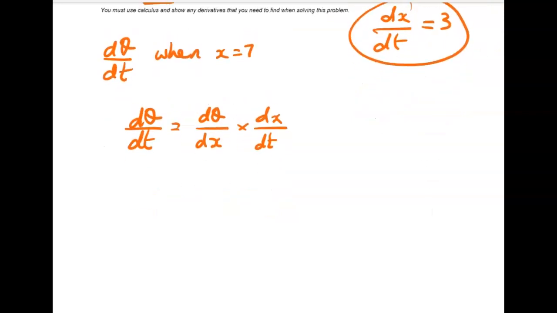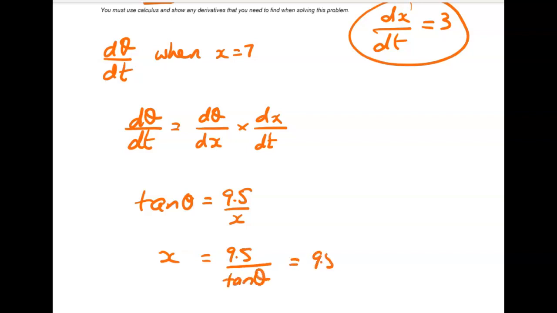As I just wrote down, what have we got here? Well, we've got tan theta is equal to 9.5 over x. So x is equal to 9.5 over tan theta, which is 9.5 cot of theta.